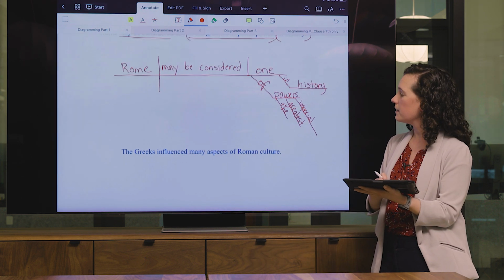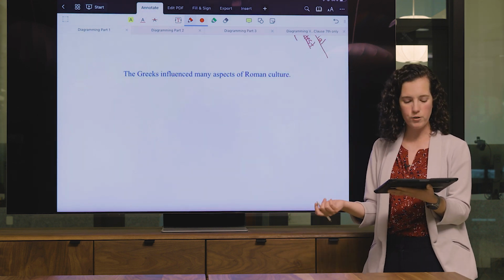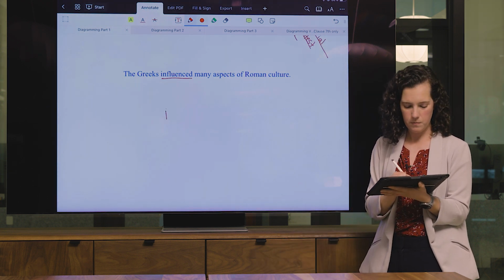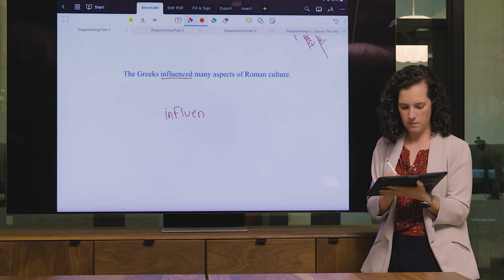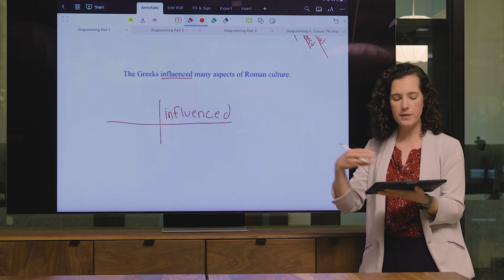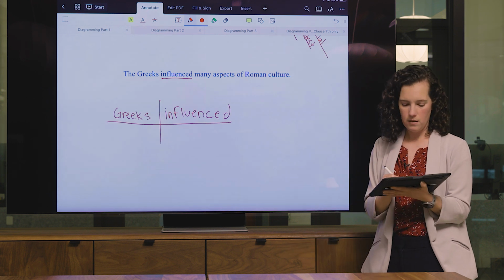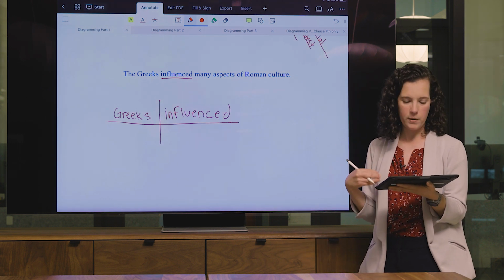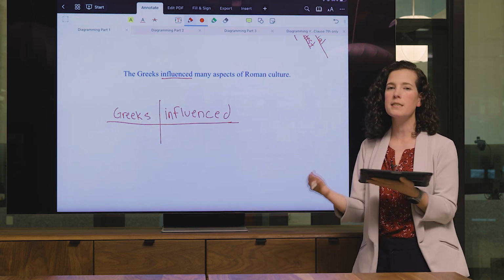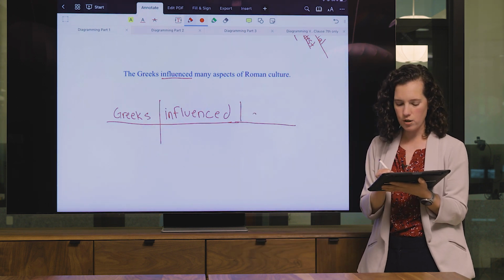Now let's look at this next sentence. The Greeks influenced many aspects of Roman culture. We look for that verb again, influence. That's what they were doing. And we ask who influenced? The Greeks did the influencing, so Greeks is the subject. Again, we don't include the. And then we ask what did they influence? They influenced aspects. It doesn't say the Greeks influenced Roman culture. It says they influenced aspects of Roman culture. So aspects is our direct object.